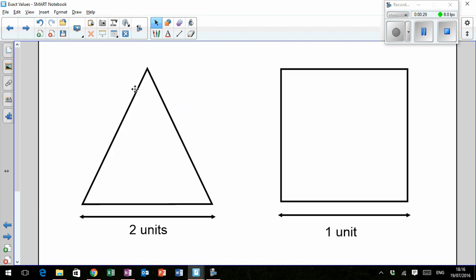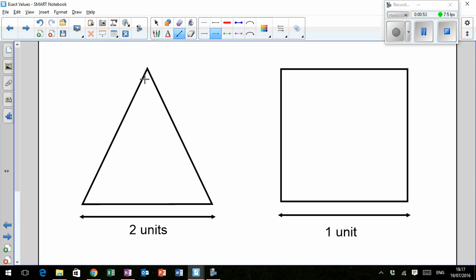Okay, now different people learn their exact values in different ways. What I'm going to do is I really like learning it from the very start. So all you need to remember is these two shapes. An equilateral triangle that's 2 units the whole way around. Okay. And a square that's 1 unit the whole way around. Now all we're going to do here is cut them in half.